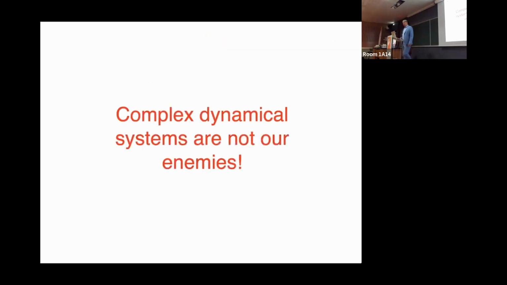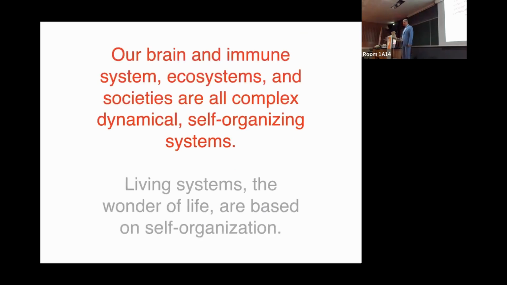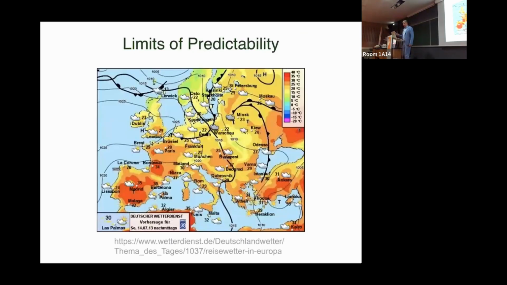Okay? But complex dynamical systems are not our enemies. Our brain, our immune system, ecosystems, and societies are all complex dynamical self-organizing systems. And we say these are good things. Living systems, the wonder of life, are based on self-organization. These are not centrally controlled. It's also not just chaos or anarchy. So what's going on there?